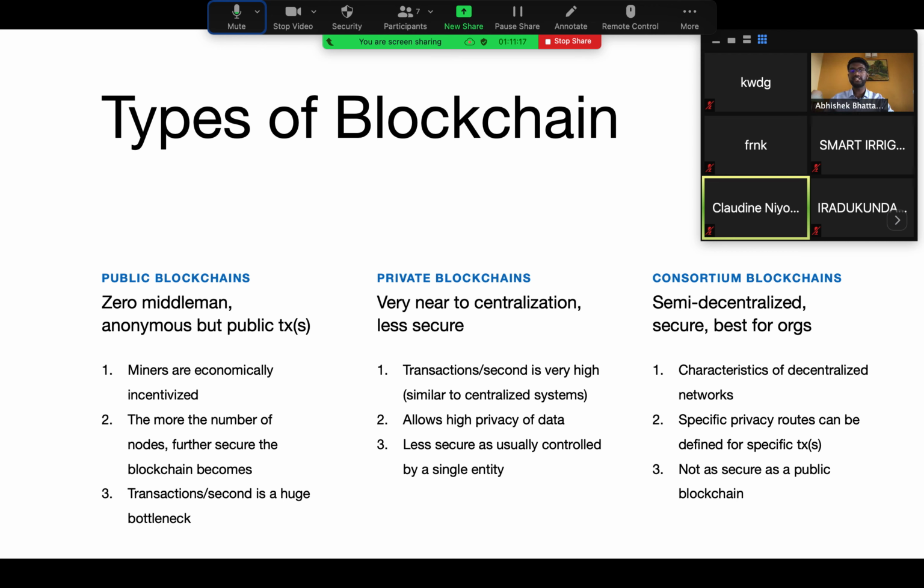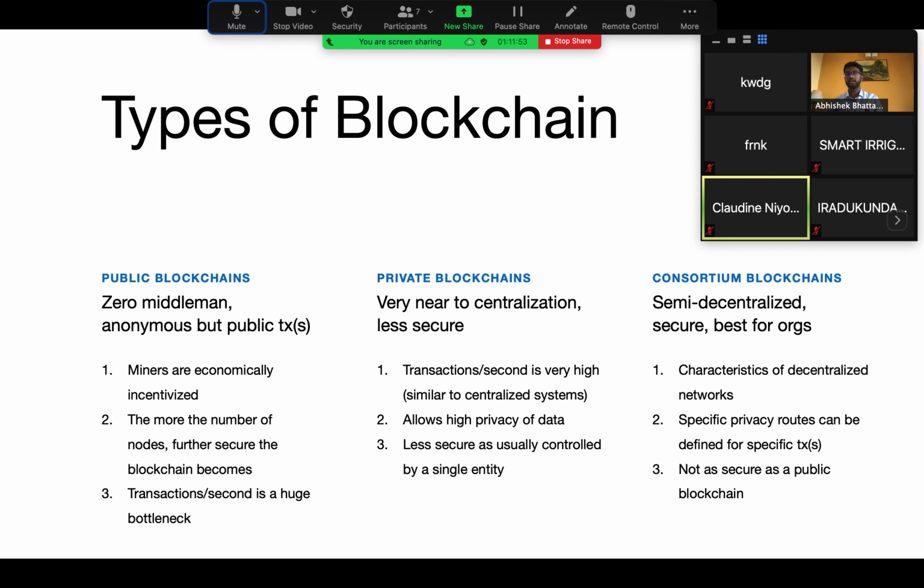But you can understand that the incentive is so high. 6.25 bitcoins means 6.25 times 40,000, in fact 44,000, or more than that, 47,000 dollars. That's huge. That's around 250k to 300k US dollars they get at once. That is the kind of incentive that such miners have, and hence people invest so much in just mining equipment.